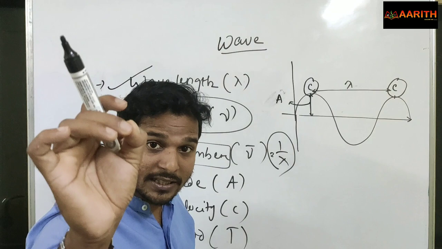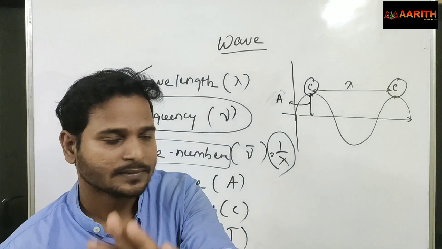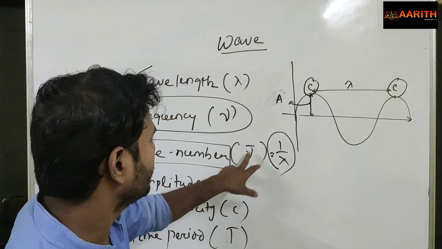Frequency is how many waves pass through a single point in 1 second. The number of waves passing through a point per second. Simply here, for unit length, the number of waves, that is wave number, also the reciprocal of wavelength. It is represented by nu bar. Fine.